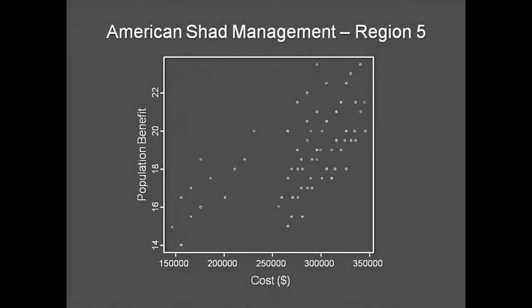We can see this graphically with a problem that I worked on, American Shad Management in Fish and Wildlife Service Region 5. So what we have here is a number of different options for American shad management. Each of these alternatives is actually a bundle of actions, so we could think of these as different portfolios. It's a bundle of different actions that has some overall population benefit, which we'd like to maximize, and some overall cost, which we'd like to minimize. So each of these points on this graphic represents a different alternative with some cost and some benefit.